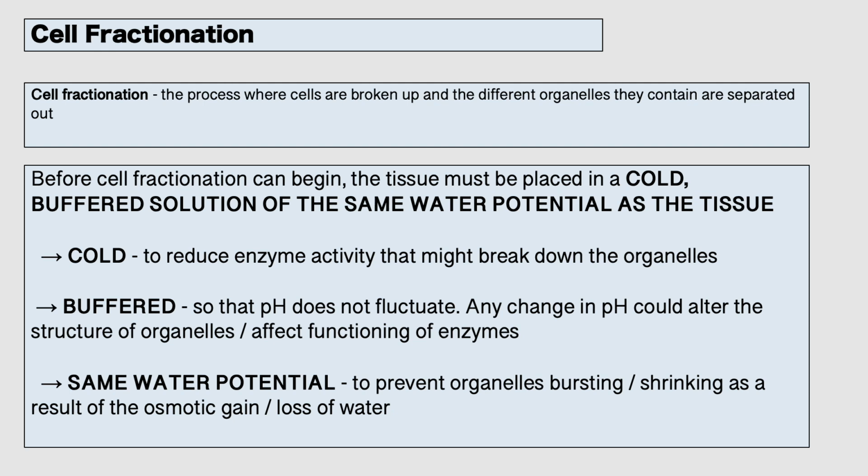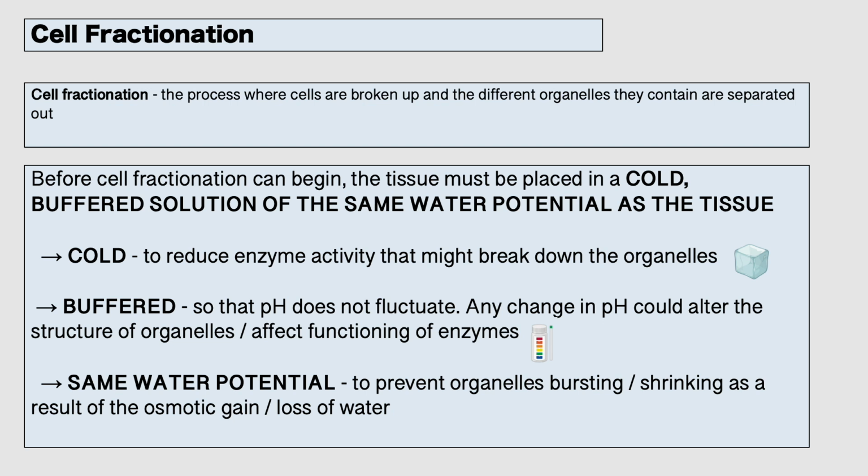Before cell fractionation can begin, the tissue must be placed in a cold, buffered solution of the same water potential as the tissue. It needs to be cold to reduce enzyme activity that might break down the organelles. It needs to be buffered so that the pH does not fluctuate. Any change in pH could alter the structure of the organelles or affect the functioning of enzymes.